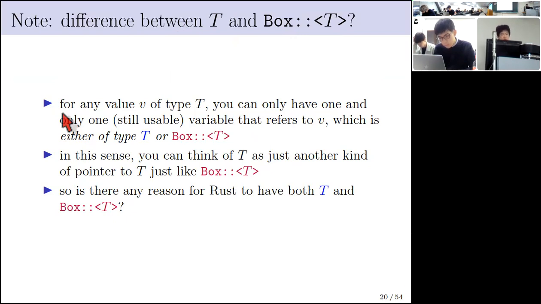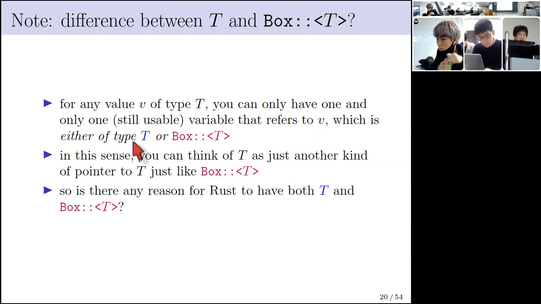So just to state once again somewhat more clearly, for any value V of type T, you can have one and only one variable that refers to V, which is either of type T or box T. So you may have a variable of type T, or you may have a variable of box T, but not both. Likewise, you cannot have two variables both of type T or two variables both box T referencing the same data structure.